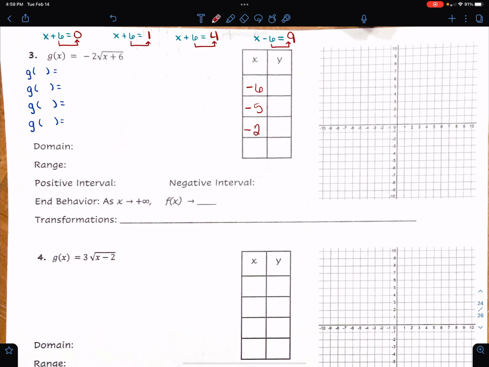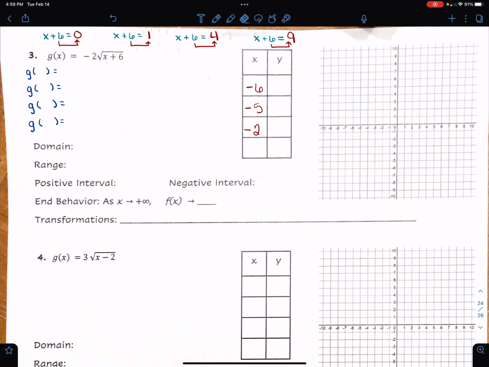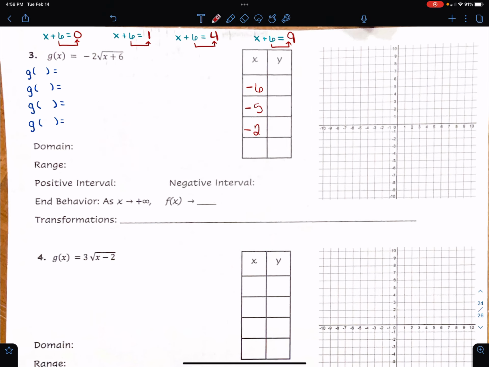And subtract 6 here. Ooh, that one should have been a positive. So let me fix that really quickly. That should have been an x plus 6. So if I have 9 minus 6, that'll give me positive 3.